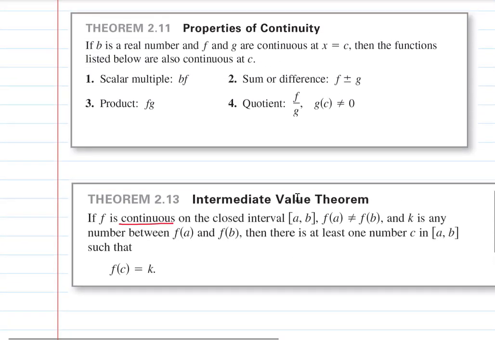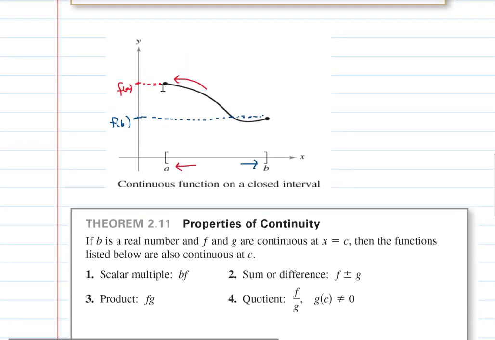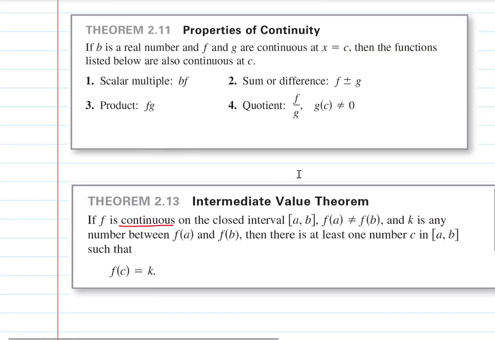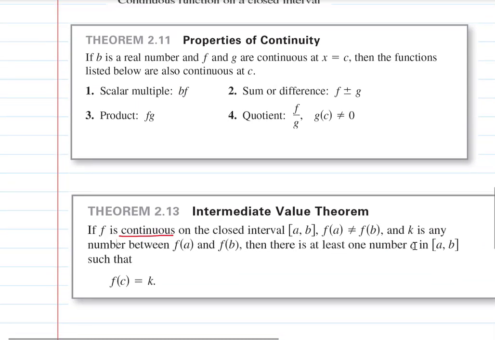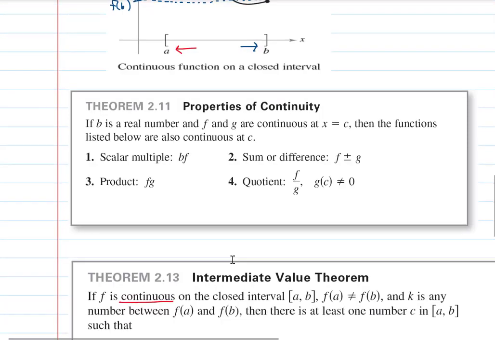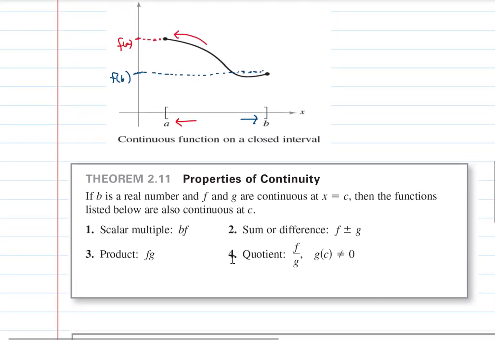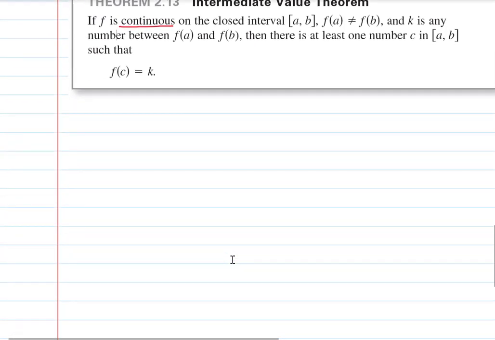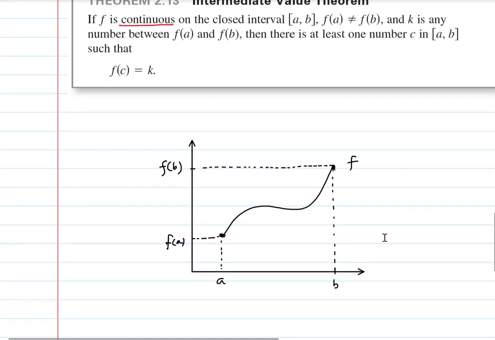So in other words, something like this example here, f of a is not equal to f of b, right? They're not the same point. And k is any number between f of a and f of b. Then there is at least one number c in that closed interval a to b such that f of c is equal to k. So in other words, this is what's happening here. And let me actually redo a sketch here. Okay, so here we have it.